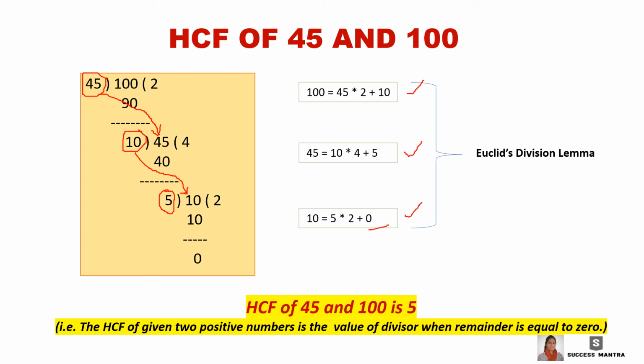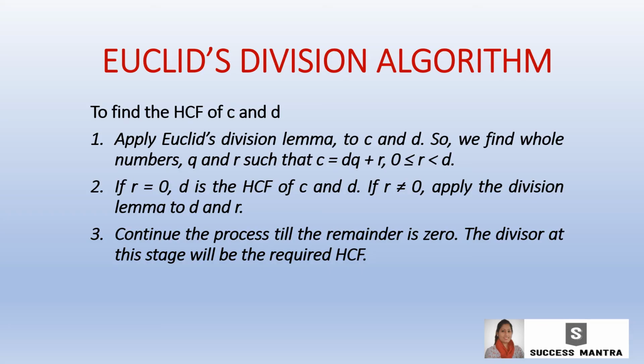In this case, the remainder is equal to 0. Whenever the remainder is equal to 0, the divisor of that division, that is in this case 5, will become the HCF of the given two positive integers. So in this case, the HCF of 45 and 100 is equal to 5 because it is the divisor where the remainder is equal to 0. So we can conclude that the HCF of the given two positive numbers is the value of the divisor when the remainder is equal to 0. So let's see what are the steps involved in Euclid's division algorithm.